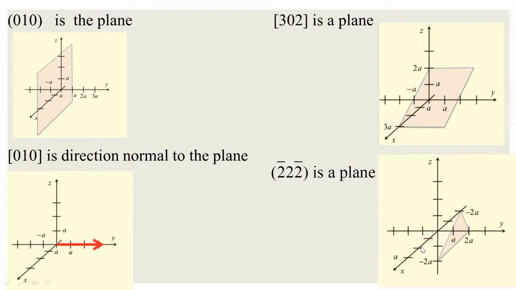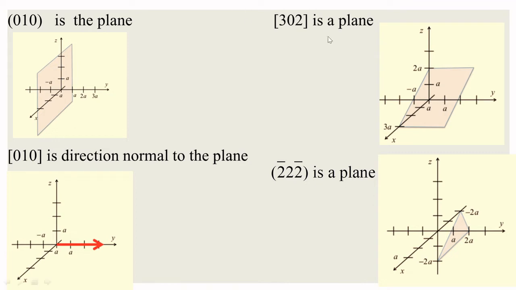That's it. So if you represent this plane, it is 0, 1, 0. 0 means not touching the x-axis. Y means it is exactly touching, you can see. It is touching only y, not touching either x or z. It is just parallel to both the x and z directions.